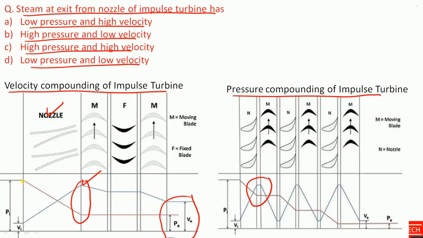The pressure is high at the nozzle entry and low at the nozzle exit. So for velocity compounding, it is true. For pressure compounding, also high pressure at nozzle entry and low pressure at nozzle exit. So that means option A is the correct option.